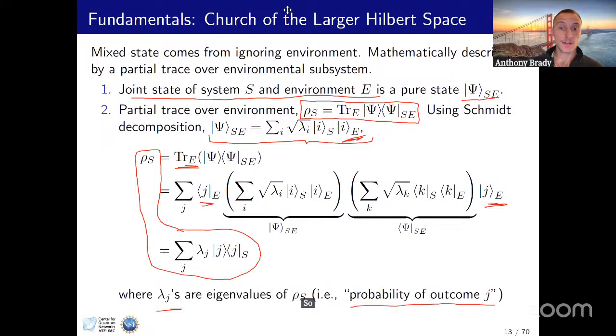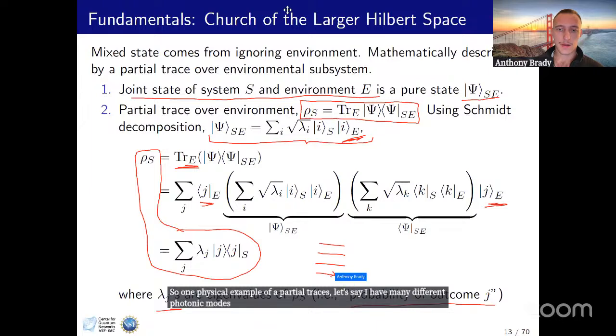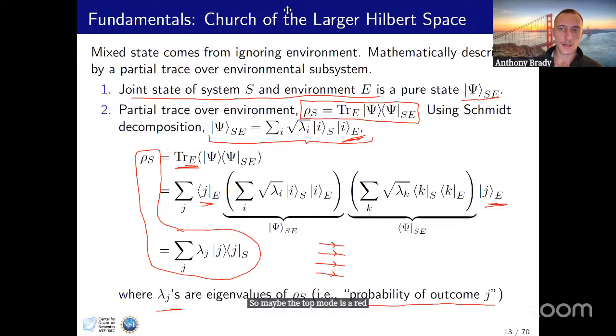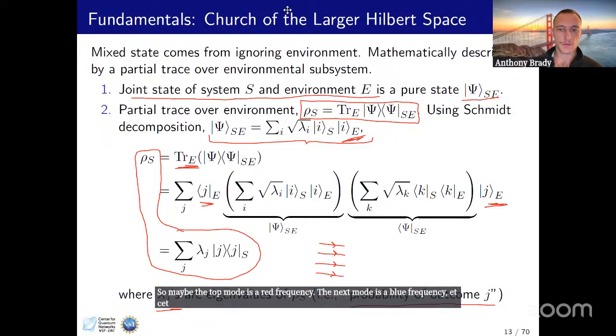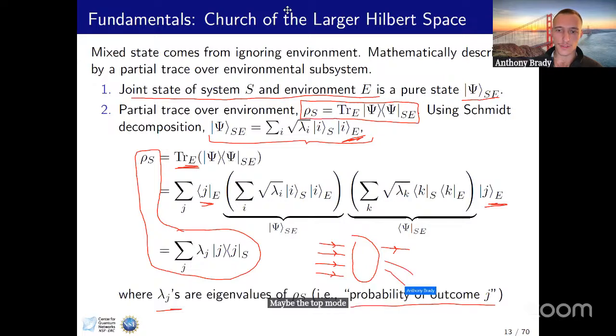So one physical example of a partial trace is, let's say I have many different photonic modes. Let's say there are many different distinguishable photonic modes, right? So maybe the top mode is a red frequency, the next mode is a blue frequency, etc. And then I'm collecting them, and maybe I'm only interested in one of the modes, maybe the top mode. And then what I do is I just throw the other ones out. I just completely discard them.